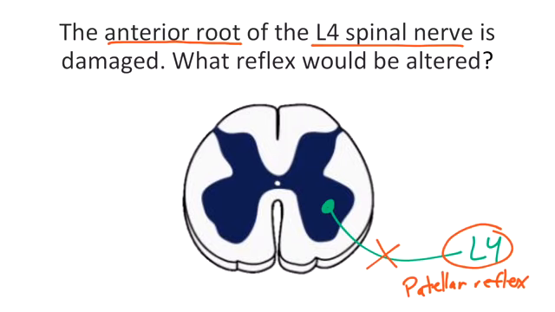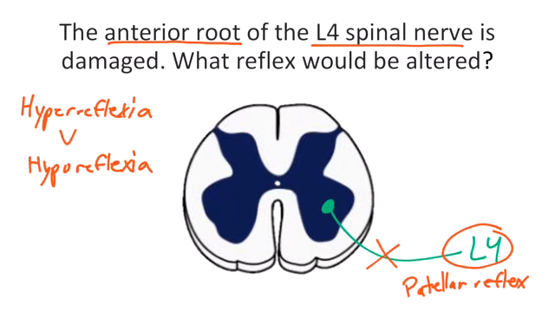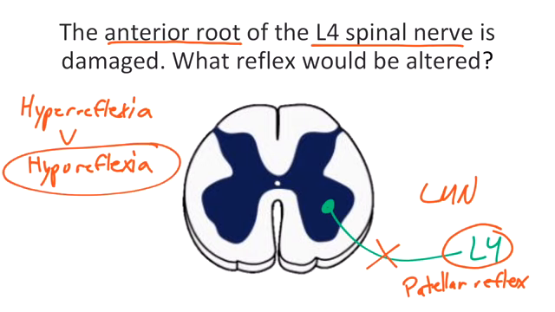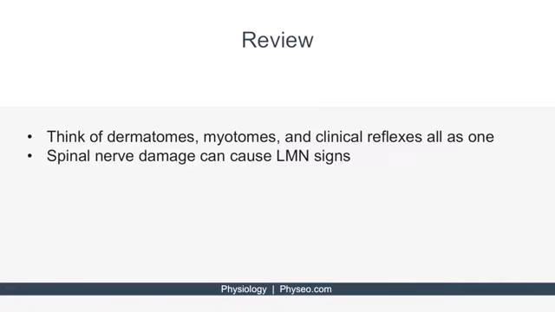If we were to extend the question, we could ask whether the patient would demonstrate hyperreflexia or hyporeflexia. Well, since the spinal nerve is the lower motor neuron, we would expect lower motor neuron signs, which includes hyporeflexia, not hyperreflexia. This section is not meant to be an upper motor neuron lesion discussion, so please refer to section 2 of this chapter for more information on that. So in review, you need to think of the dermatomes, myotomes, and clinical reflexes all as one. And also recall that spinal nerve damage causes lower motor neuron signs.